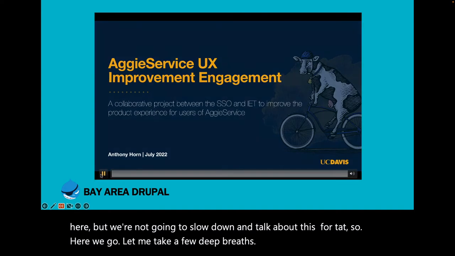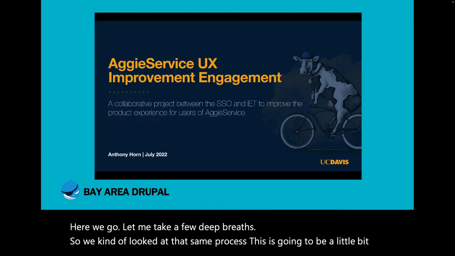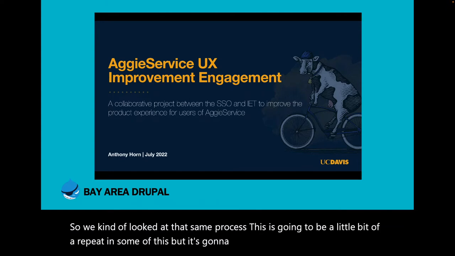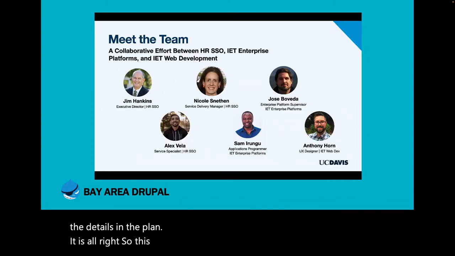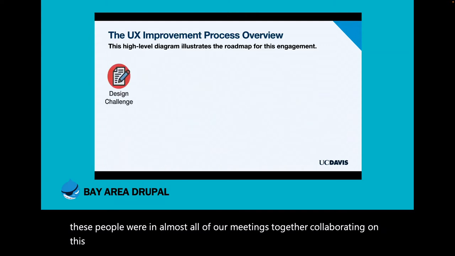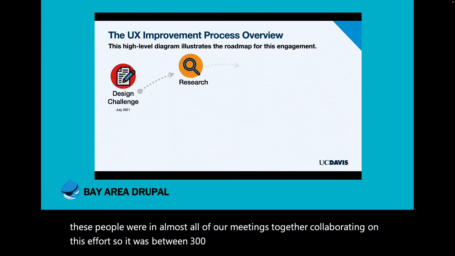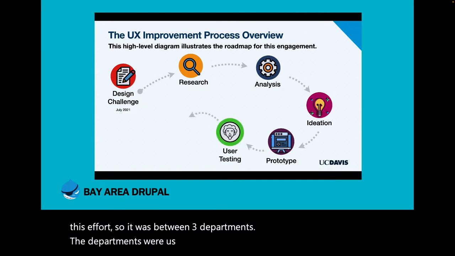All right. So we kind of did the same process. This is going to be a little bit of a repeat in some of this, but it's going to definitely go through some more of the details of the plan. All right. So this is the team. I like to keep everyone all involved. All these people were in almost all of our meetings together collaborating on this effort. So it was between three departments. The departments were us, the enterprise apps, and shared services, which was them over there.